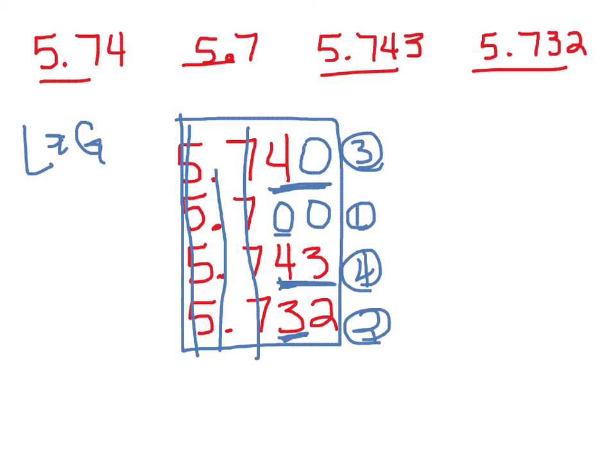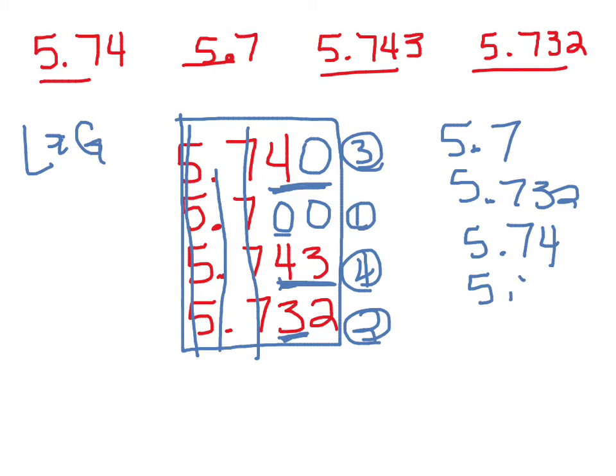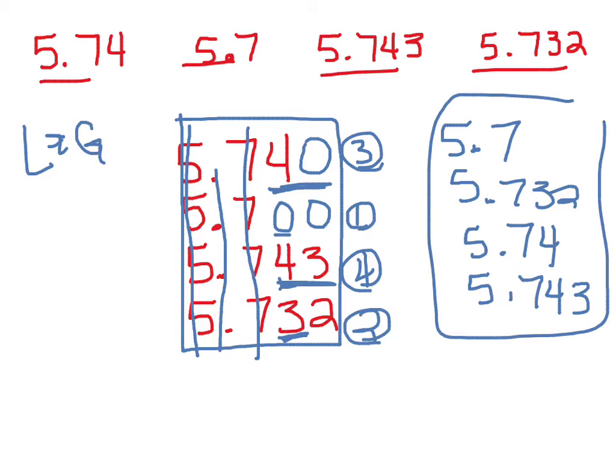So now I'm going to rewrite my answer. 5.7, 5.732, 5.74, 5.743. On the assignment, when you go to rewrite them, make sure you take these zeros back out, okay? The zeros are just simply placeholders to make sure you're putting them in the right order. So this would be my answer, from least to greatest.